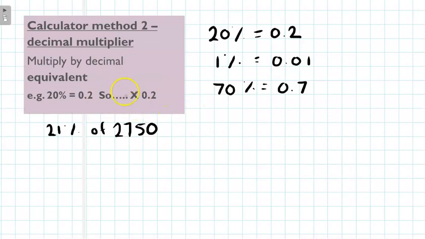On our previous slide, we calculated 21% of 2,750, and we came out with the answer 577.5.